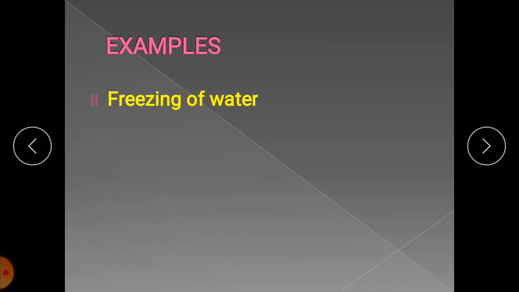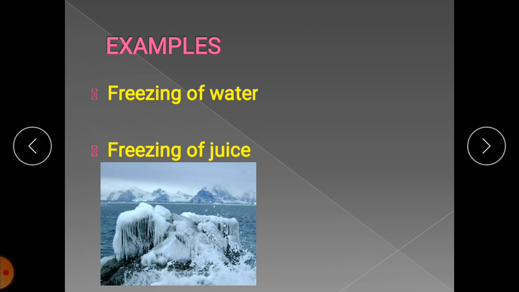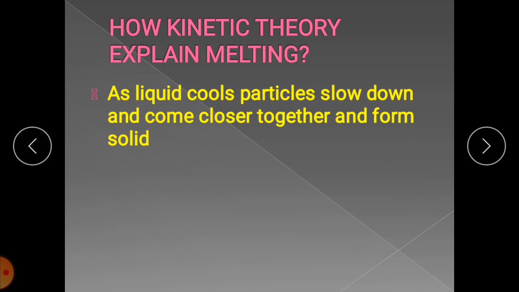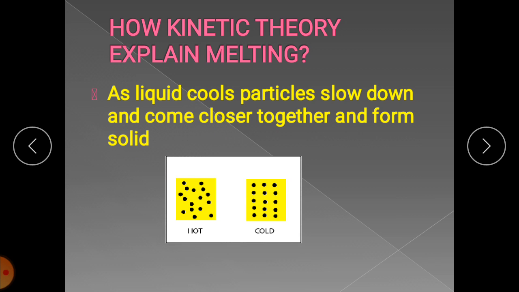Let's see examples. Freezing of water, juice. As liquid cools, particles slow down and come closer together and form solid. When it is hot, particles are free to move, and when it is cold, they are arranged in a particular pattern.